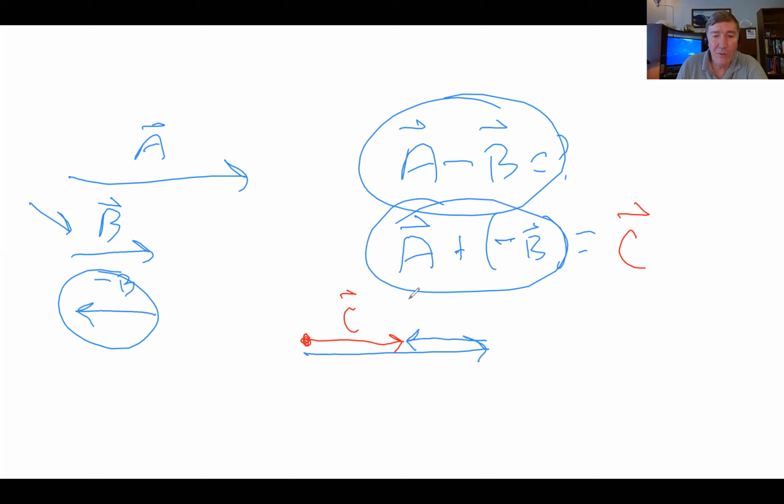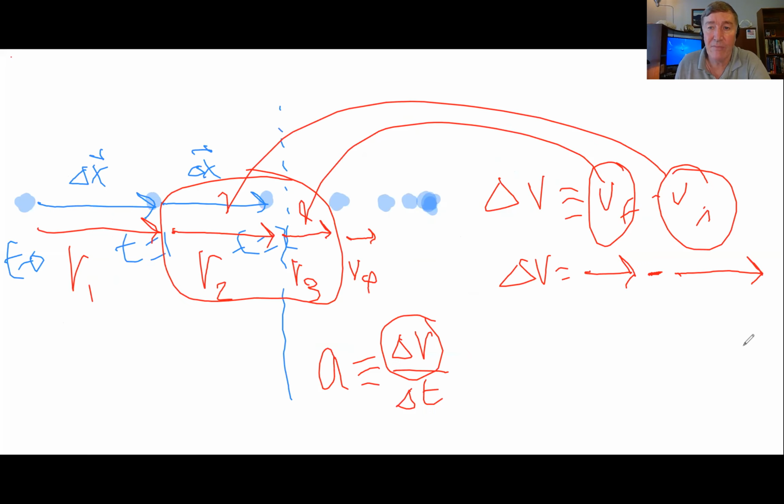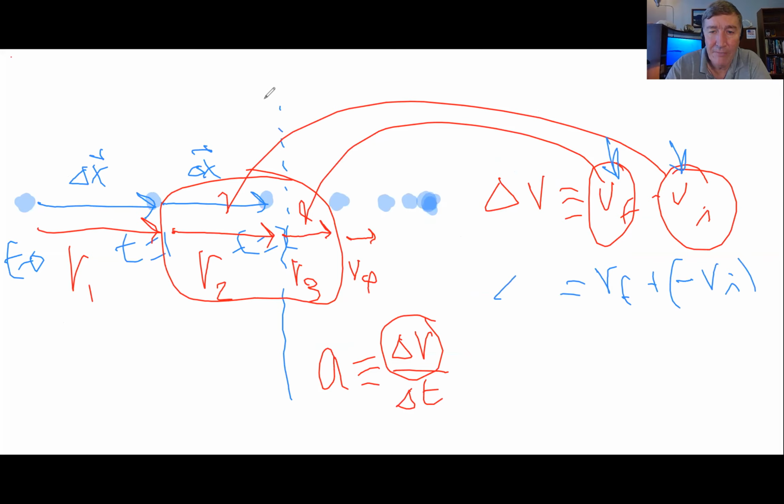So if you agree with that, now let's go back to my whiteboard, which I was very careful not to erase. What we want to do is my V final vector minus my V initial vector. That's the same thing as doing V final vector plus negative V initial vector. Hopefully you guys agree. So that's my delta V.